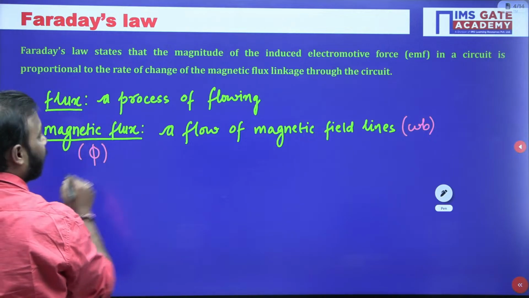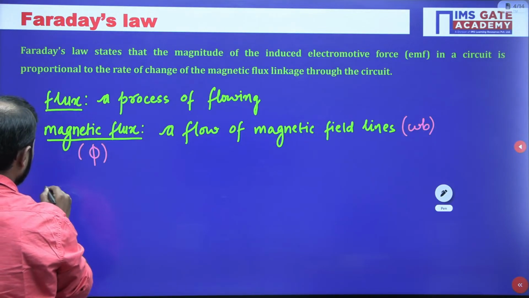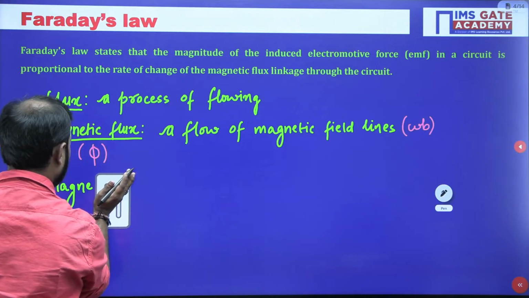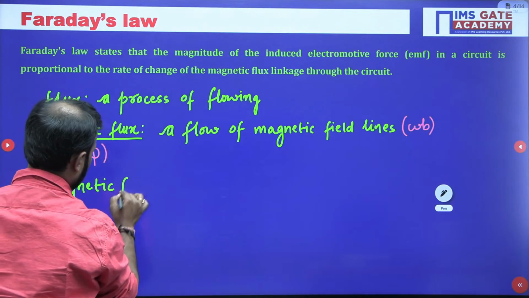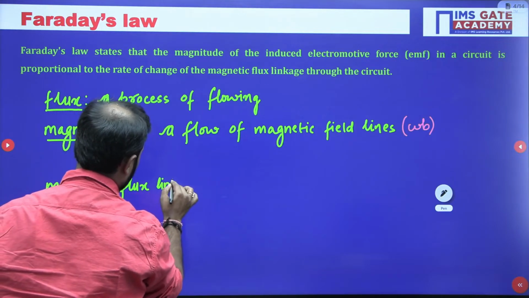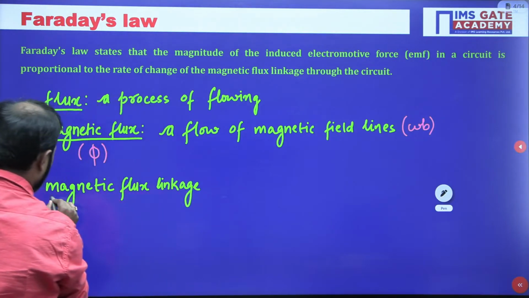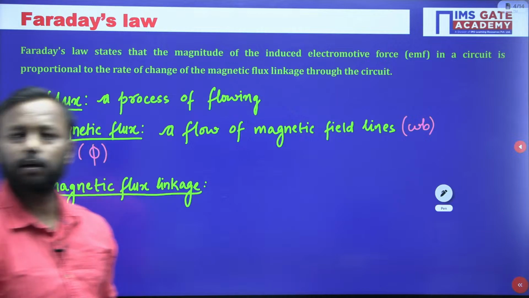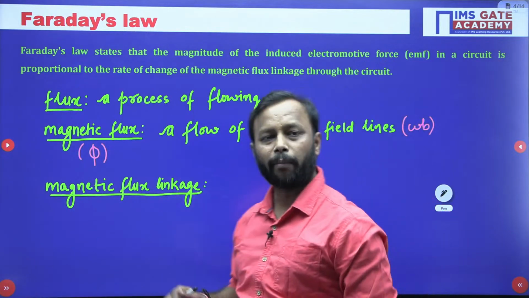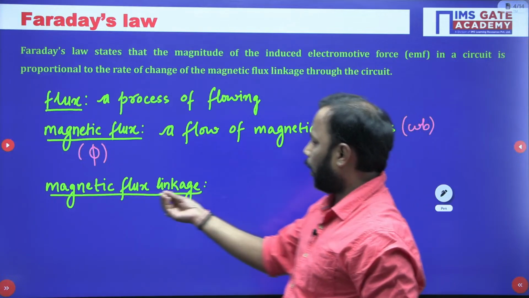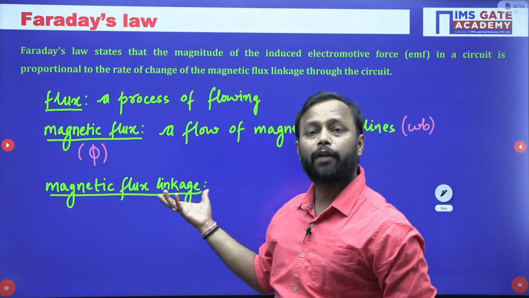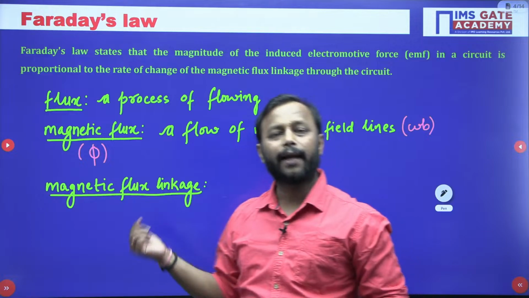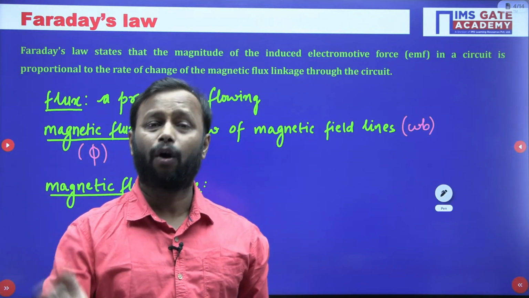Now come to the magnetic flux linkage. What is the definition of the magnetic flux linkage? See, a flow of magnetic flux, it is linking to something, no? So that is nothing but the magnetic flux linkage. But where is it linking? It is linking to the number of turns of a particular coil.